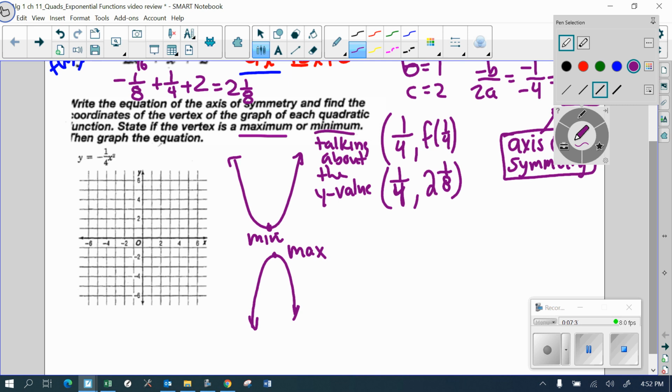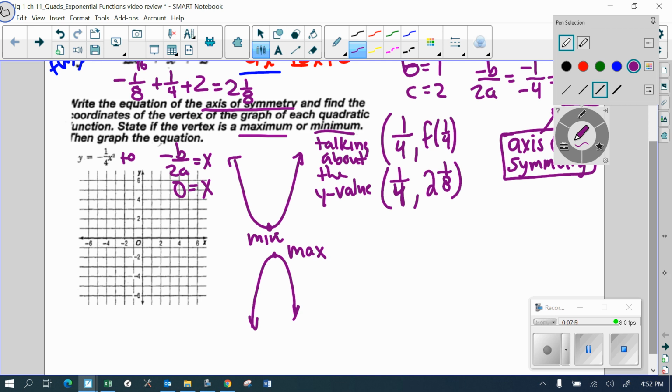All right, write the equation of the axis of symmetry. Remember, it's negative b over 2a. X equals negative b over 2a. And now fill it in. Well, b is 0. So I have 0 over negative 1/4, which is 0. So the axis of symmetry is 0.